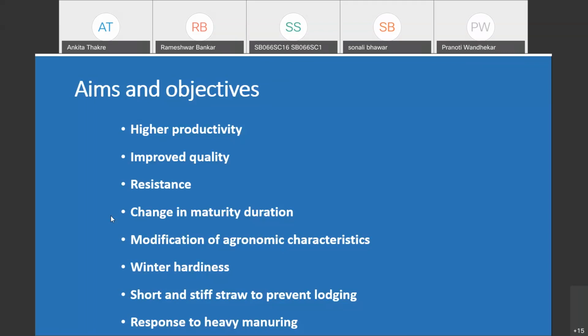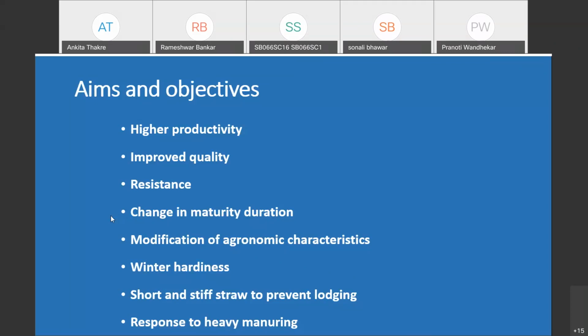Okay, then the next one is the modification of agronomic characters. Different agronomic characters means the development of a large number of branches, the height of the branches, the height of the plant. Okay, these are the modification of agronomic characters: height of the plant, then the branching in the plant. This is the example of the agronomic characters. By using the knowledge of plant breeding, changes can be brought about in the agronomic characters of the plant.